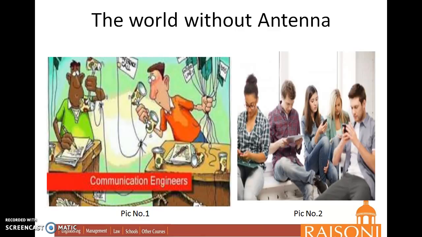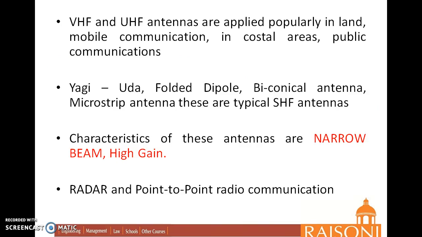Observing these two pictures, you can say that antenna has changed many things in the world. We cannot consider the world without antenna. Okay, so we have different types of antennas. Today we are going to take a brief review of VHF and UHF antennas.